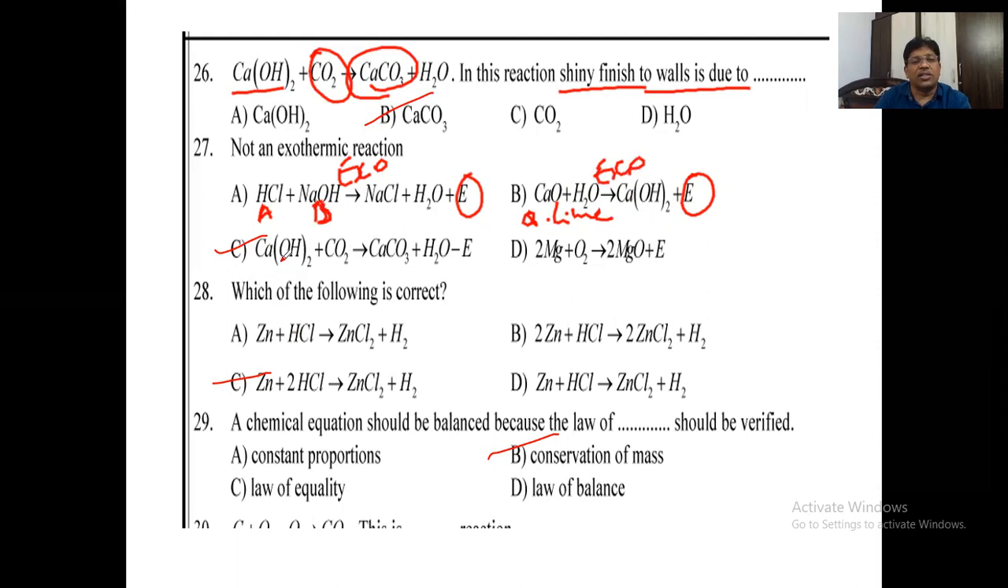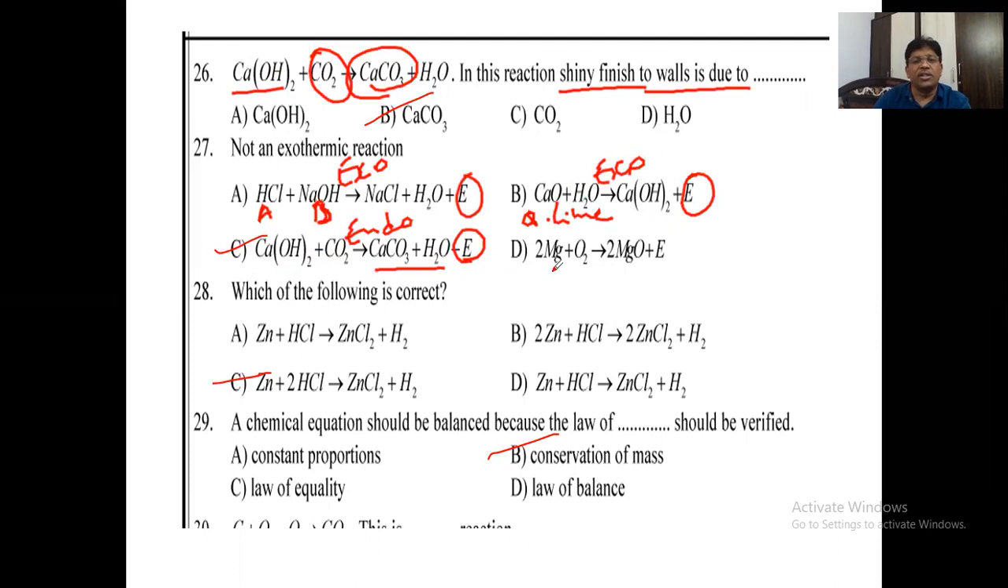Okay. And next, calcium hydroxide plus CO2, this equation. Ca(OH)2 plus CO2 gives rise to CaCO3 plus H2O minus energy. Products minus energy indicates what? Endothermic reaction. Endothermic reaction means heat energy is absorbed by the reactant.